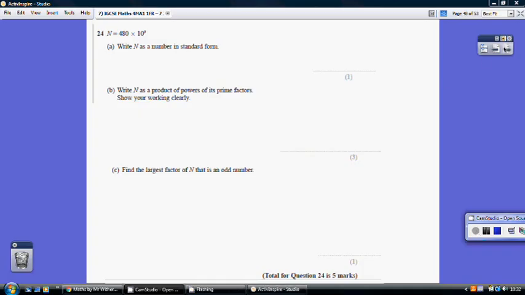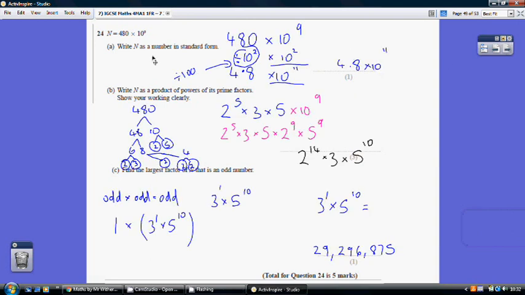Question 24, part A. Now, when you write a number in standard form, the first number has got to be between 1 and 10. So not 480, but 4.8. Now, how do I go from 480 to 4.8? I'm dividing by 100. In other words, I'm dividing by 10 to the power of 2.